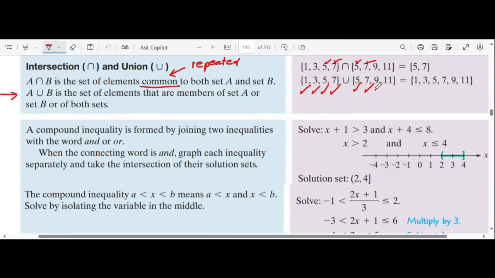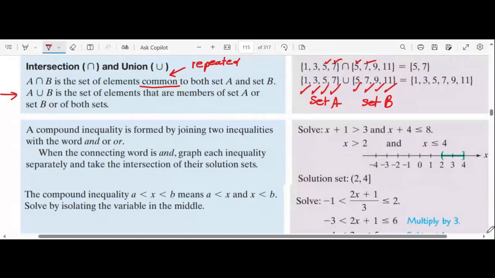Is 9 repeated? No. So we take 9. Is 11 repeated? No. So the answer would be 1, 3, 5, 7, 9, 11. That's the union of both sets. This is set A, and this is set B. Is this clear?